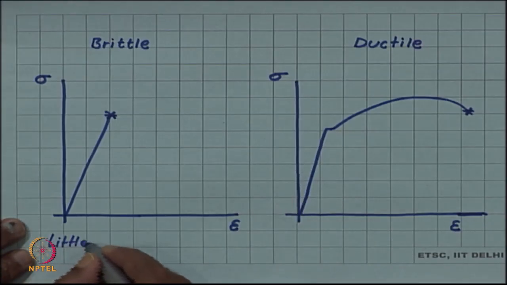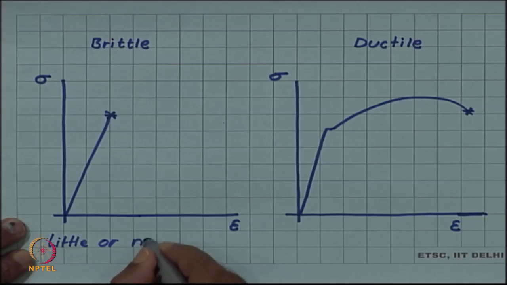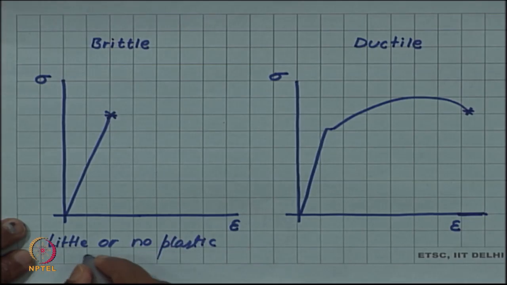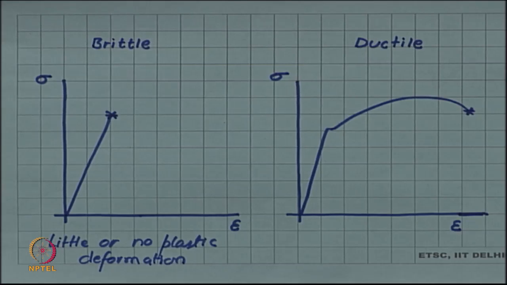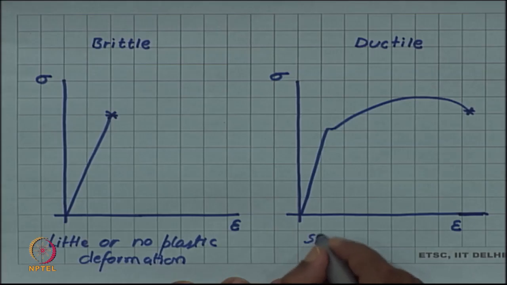So, little or no plastic deformation. Whereas, for ductile there is significant plastic deformation.